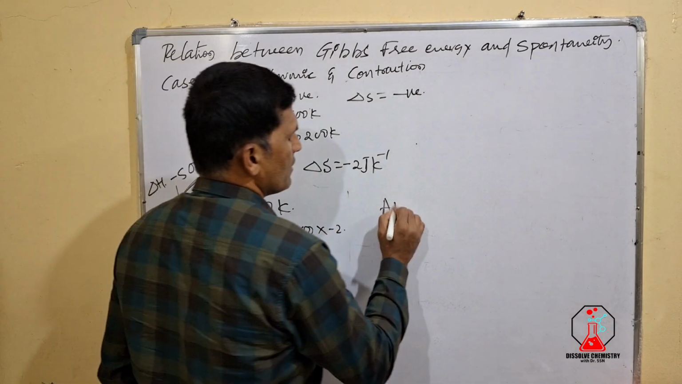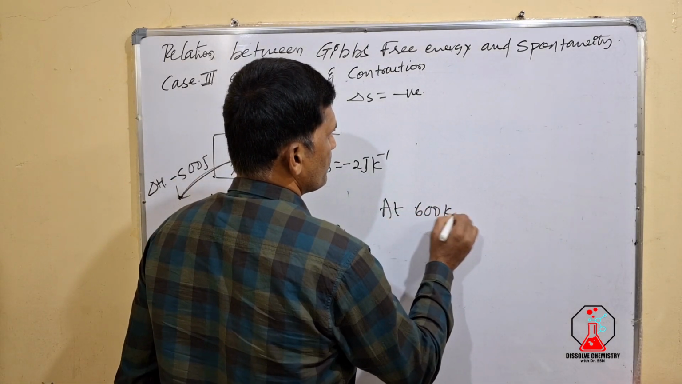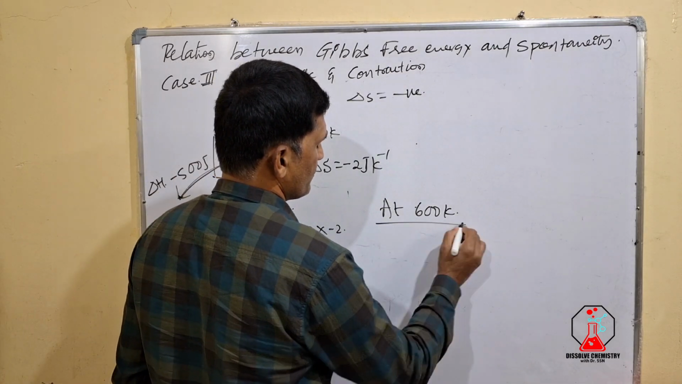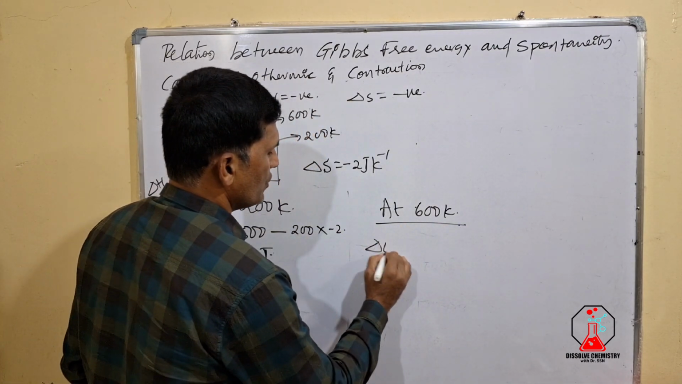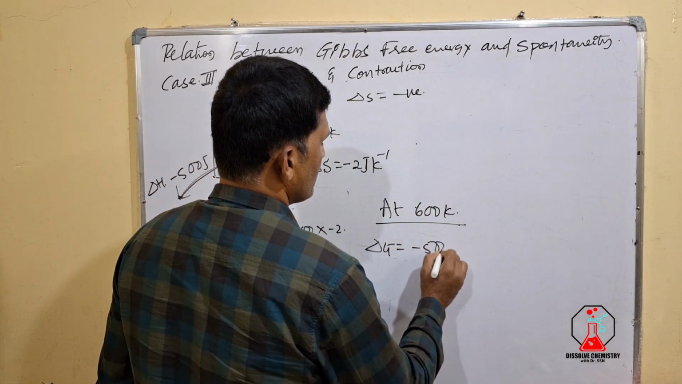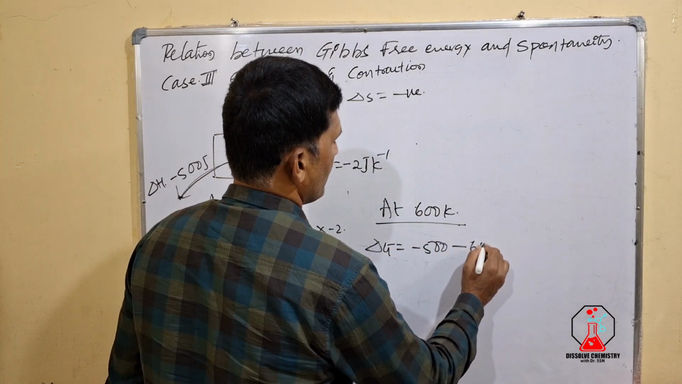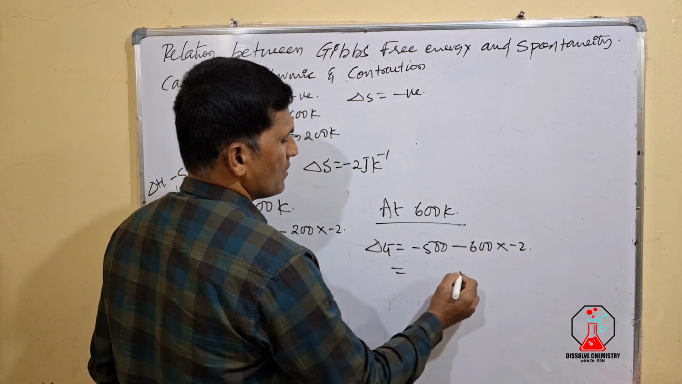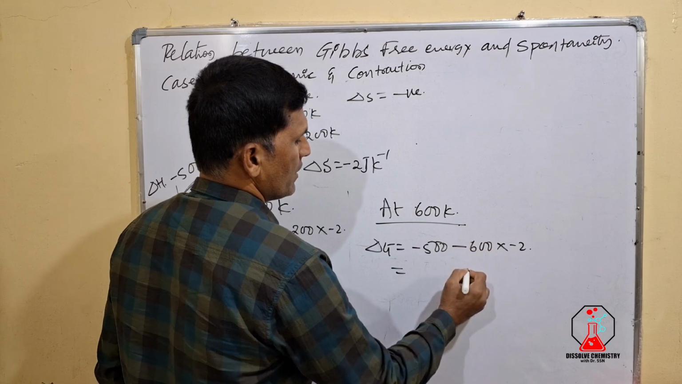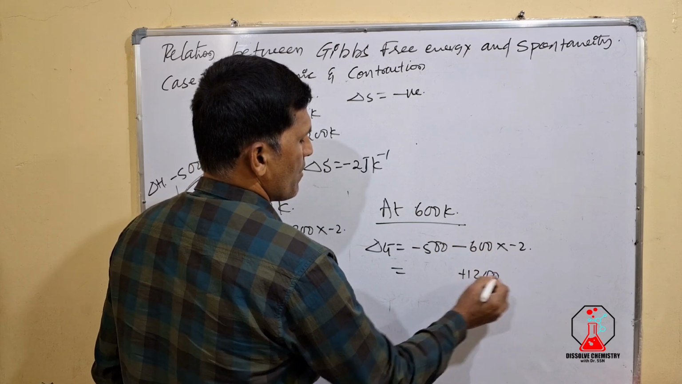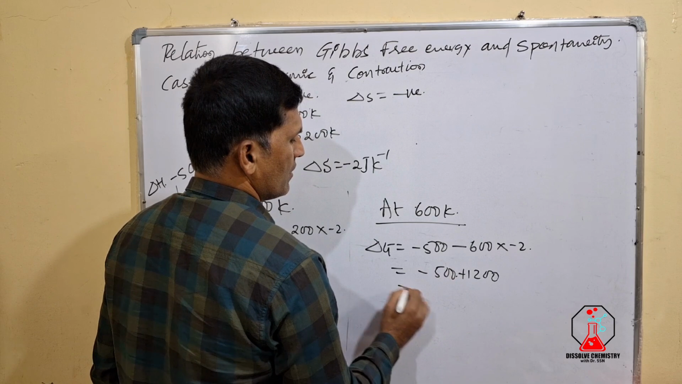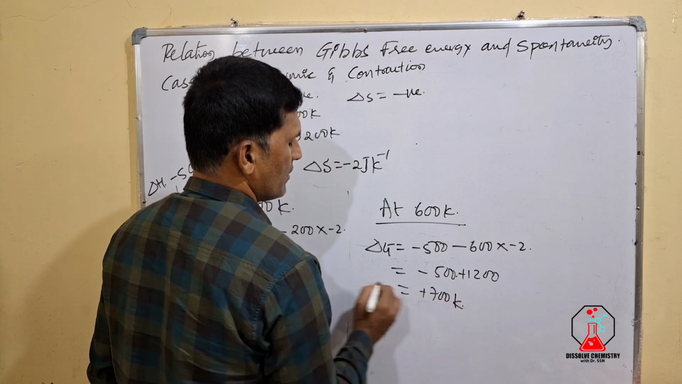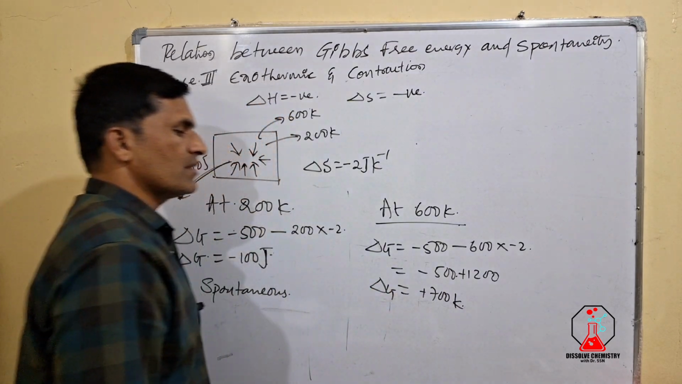Similarly we will see at 600 Kelvin. Okay, so now what happens? At 600 Kelvin, delta G is equal to minus 500 minus 600 into minus 2. So now how much does it turn out to be? Minus into minus plus 1200, and minus 500. So now it will be plus 700. Delta G is equal to plus 700.